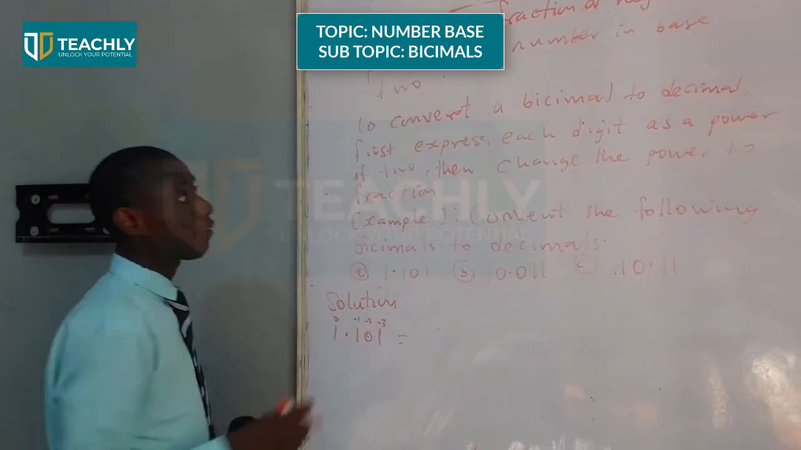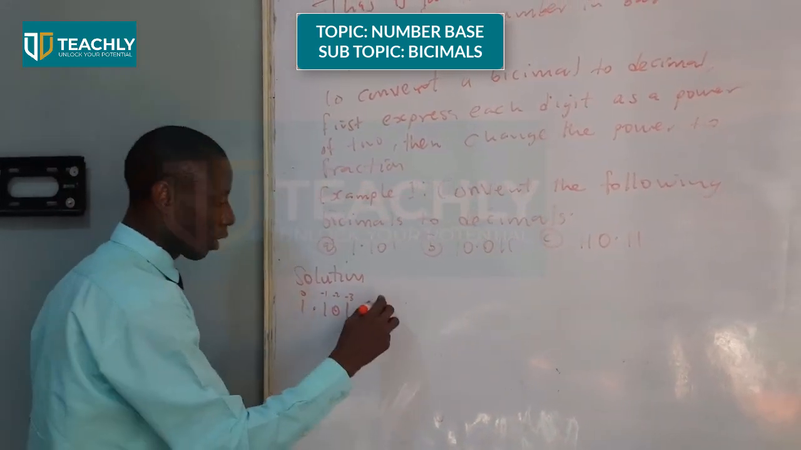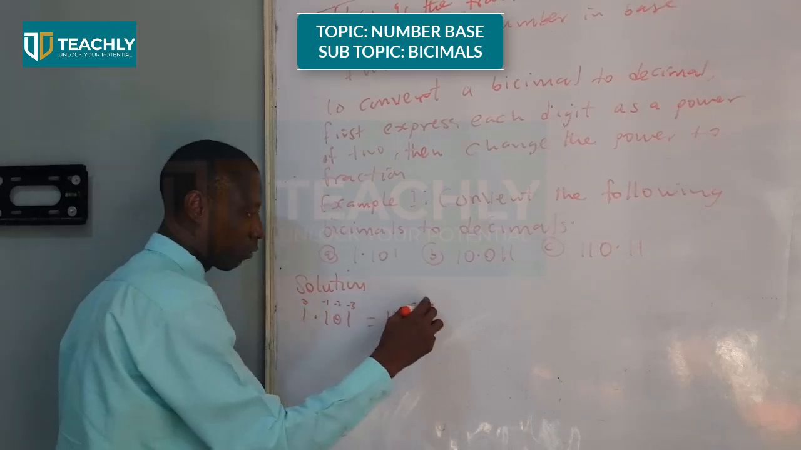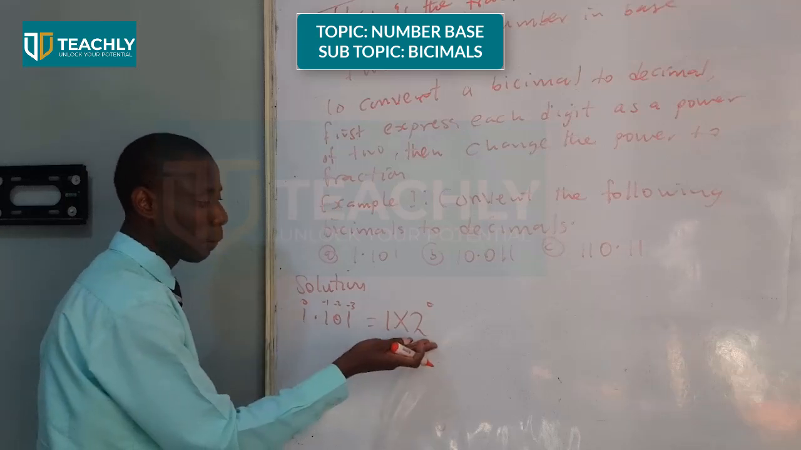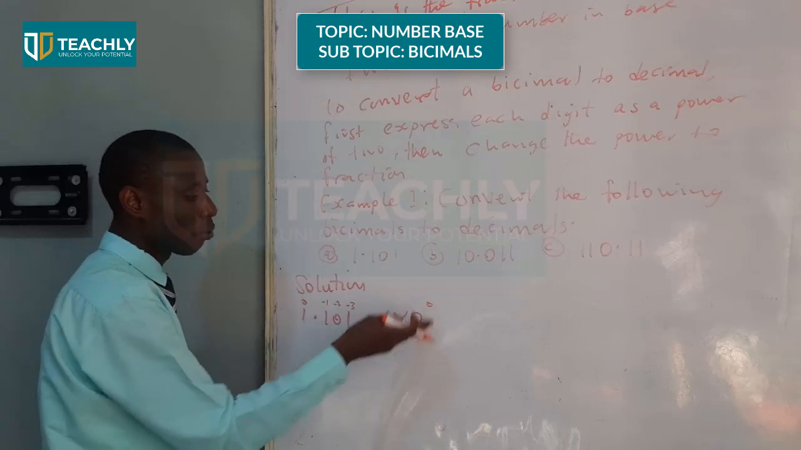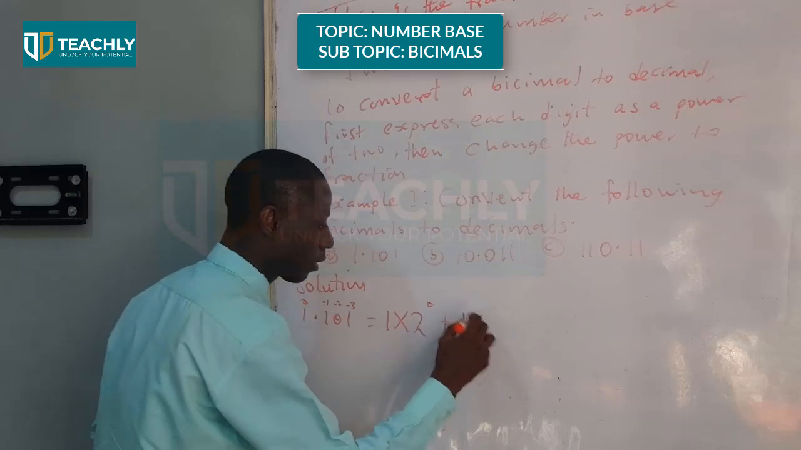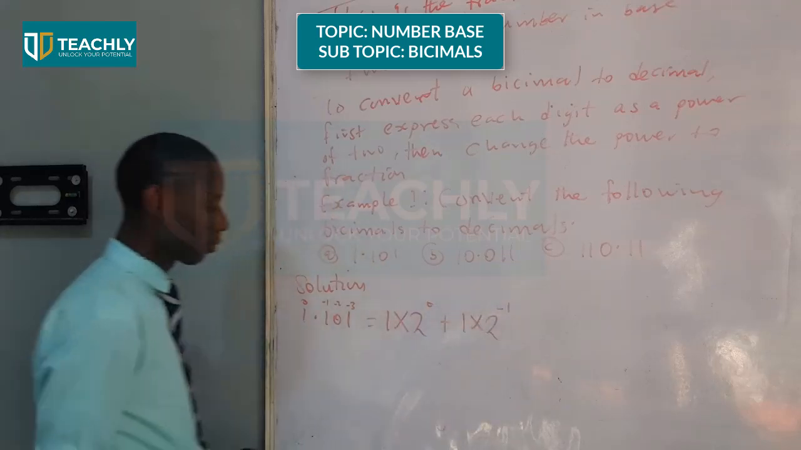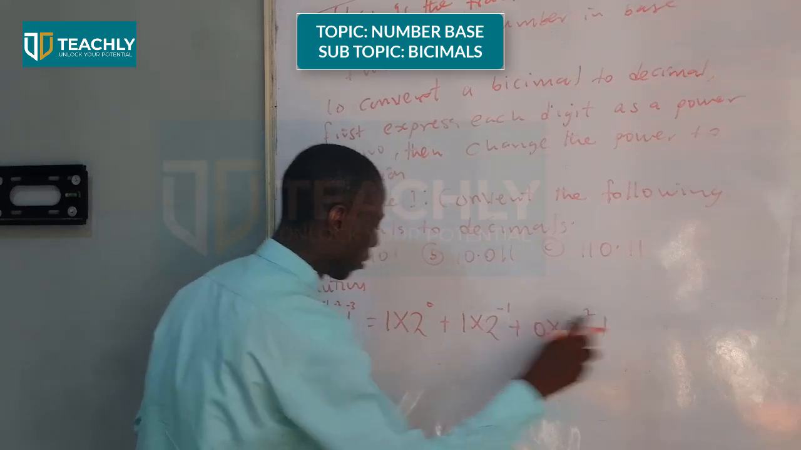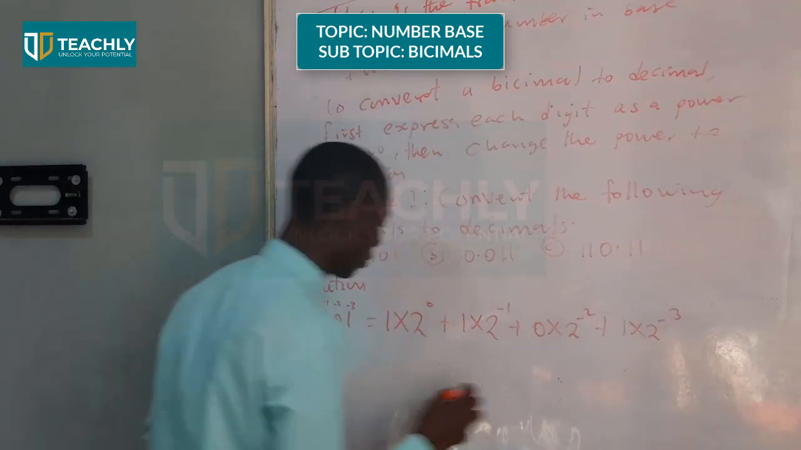So the first step says express each digit as a power of 2. The first digit is 1 times 2 to the power 0. You are using the base of 2 and raising each like that. The next one is 1 times 2 to the power minus 1, then plus 0 times 2 to the power minus 2. And the next digit is 1 times 2 to the power minus 3.